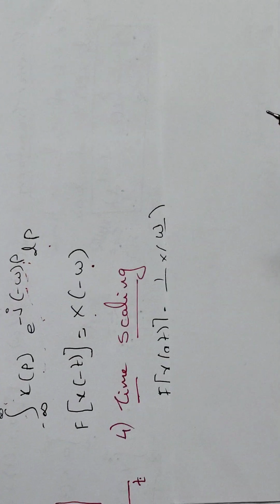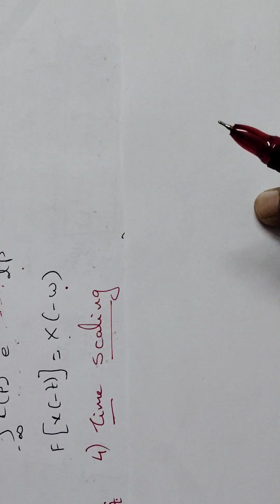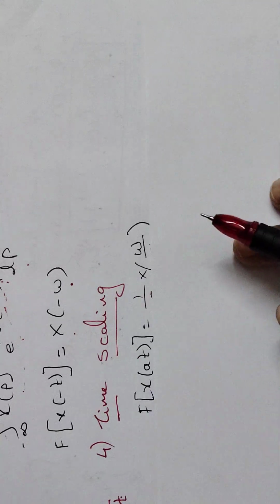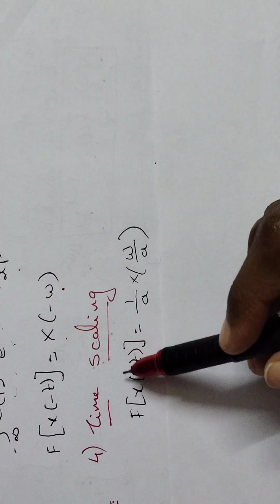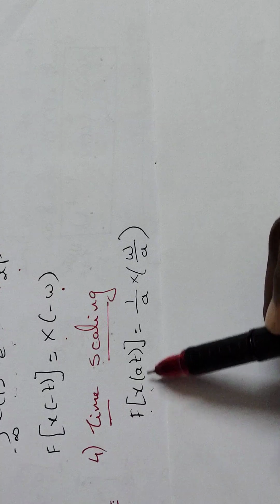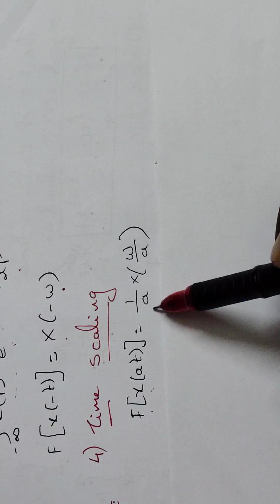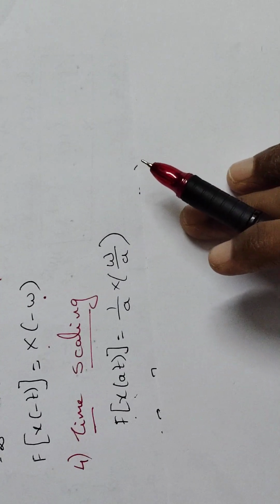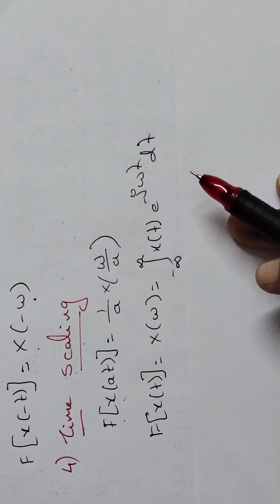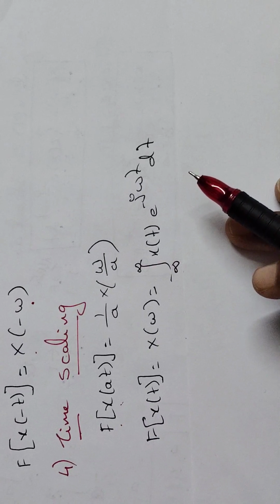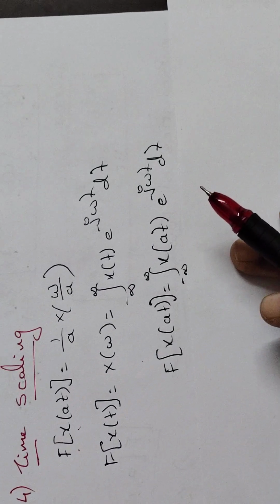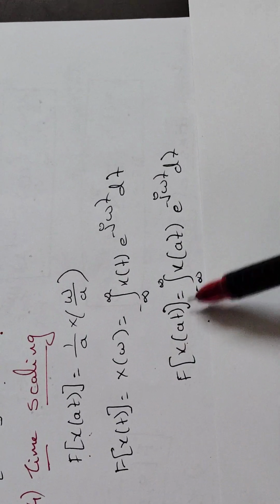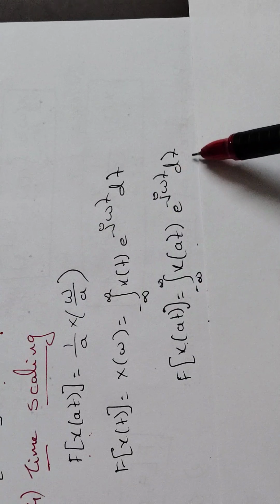Let us see the next property, that is the time scaling property. Scaling is nothing but we have to scale the time signal. By definition, the time scaling property states that the Fourier transform of x(at) is equal to (1/a) X(ω/a). Now here write down the first formula of the Fourier transform, which you already know. After that, in place of x(t), you have to substitute x(at): x(at) e^(−jωt) dt.